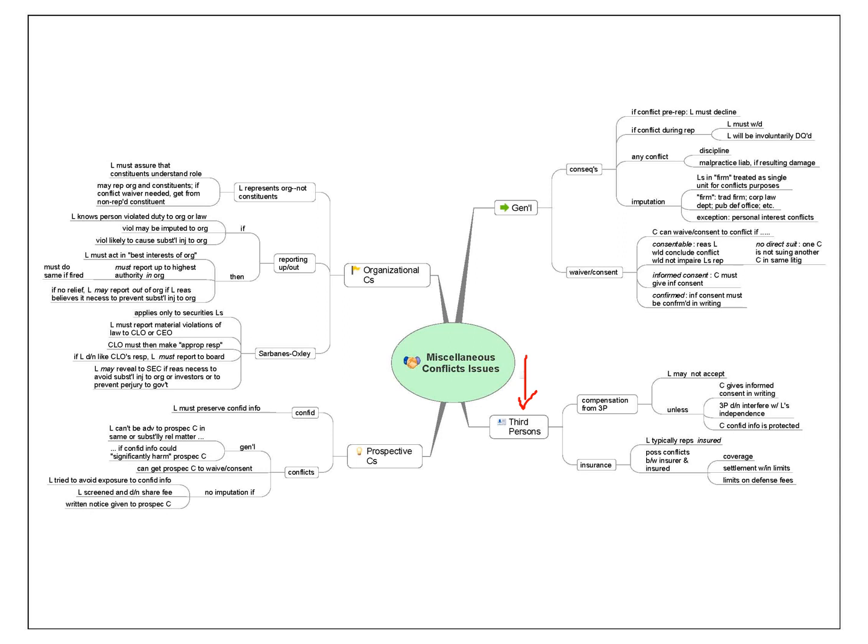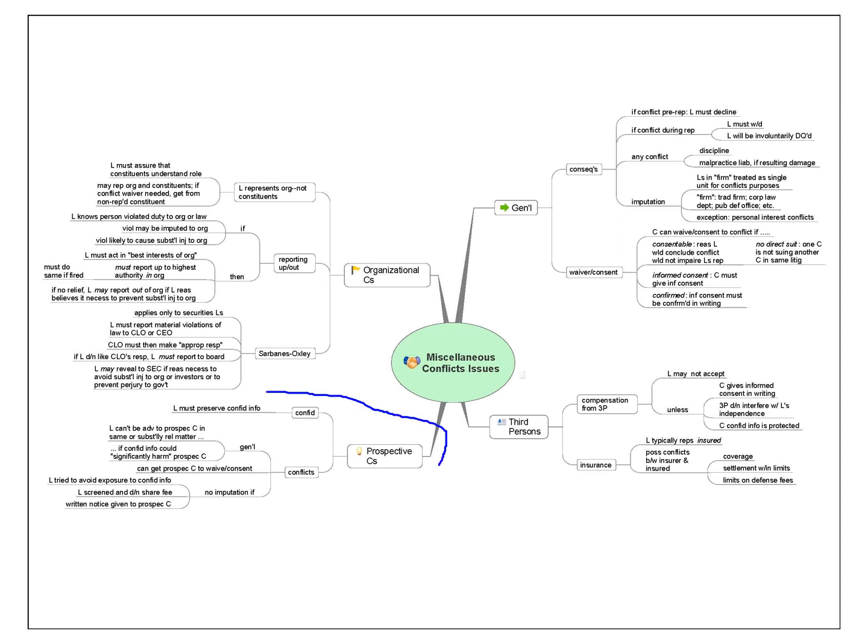So the rule is a lawyer can't accept money from a third person unless the client gives informed consent confirmed in writing, the third party doesn't interfere with the lawyer's independence, and client confidential information is fully protected. And insurance is just an example of this. Lawyers typically represent insureds. There's always a possible conflict between the insurer and the insured. If there's a coverage dispute, if there's a settlement offer within limits that the client wants to take but the insurer doesn't, there's a conflict. So again, you've got to be particularly sensitive to conflicts that might arise in the tripartite relationship between insured, lawyer, and insurance company.